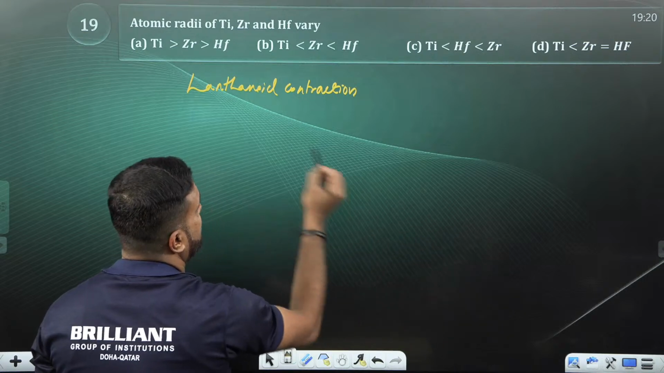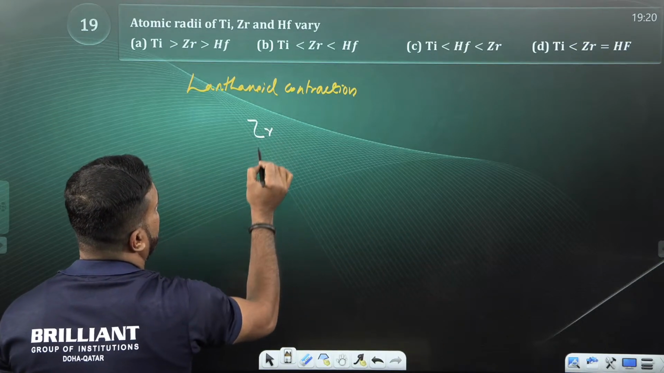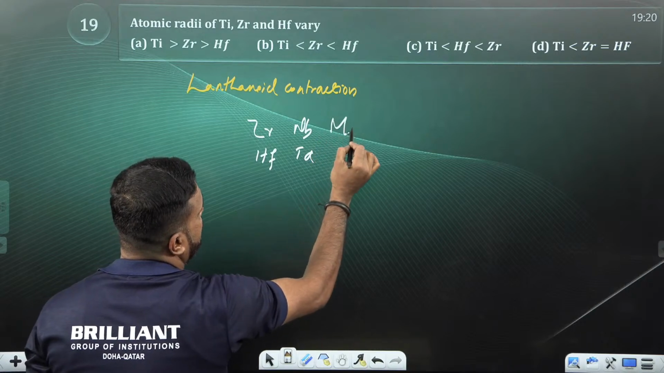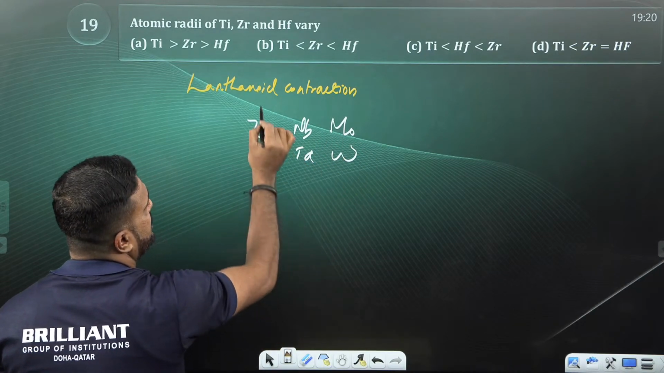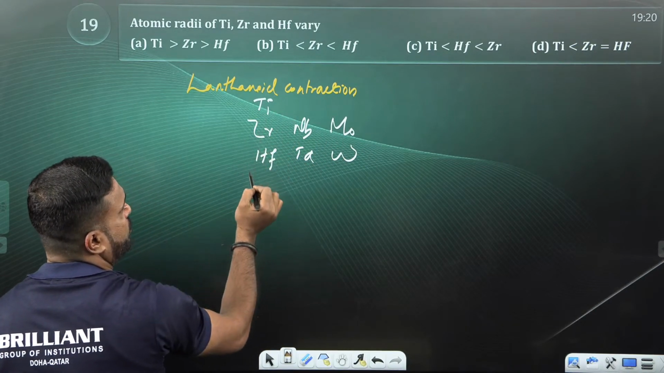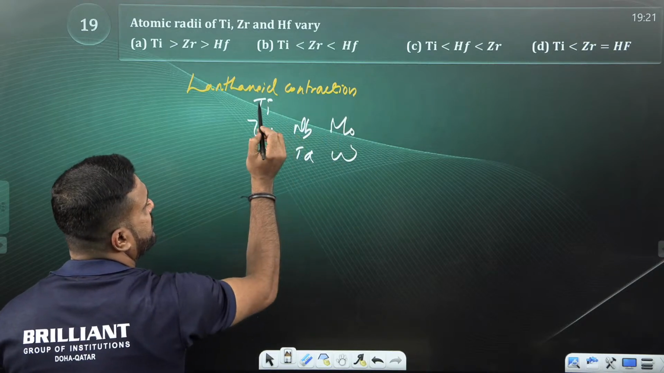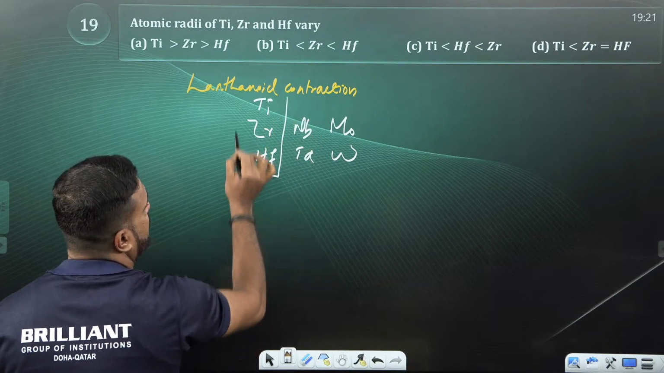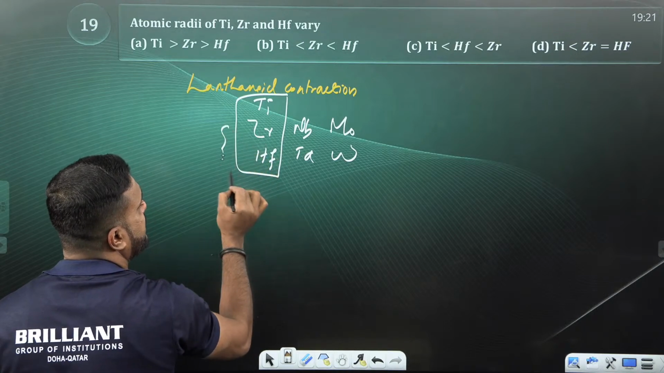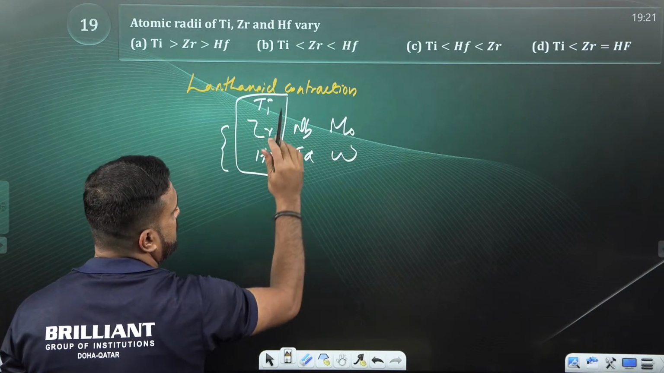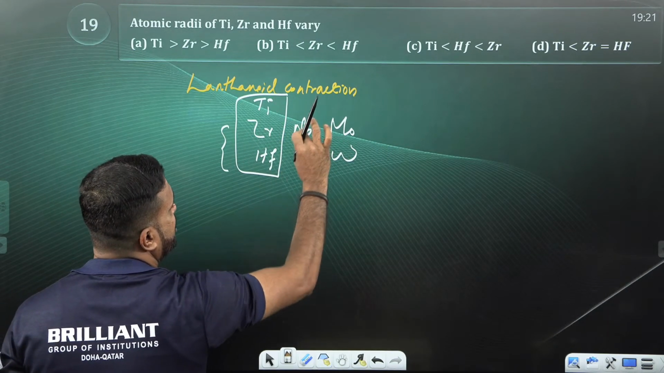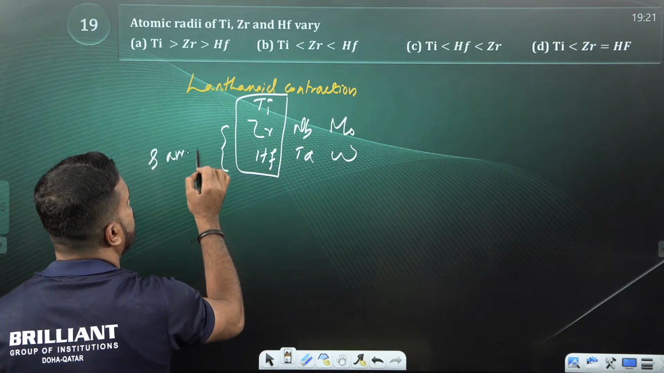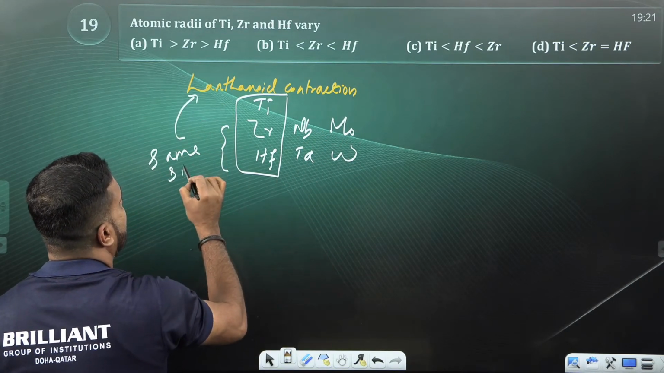Which all elements are having the same atomic size? You know that one: zirconium and hafnium, niobium and tantalum, and molybdenum and tungsten. Titanium is just above zirconium, in the fourth period, along with vanadium and chromium. Not only these two, but these three pairs, zirconium and hafnium, niobium and tantalum, molybdenum and tungsten, all have the same size due to lanthanoid contraction.